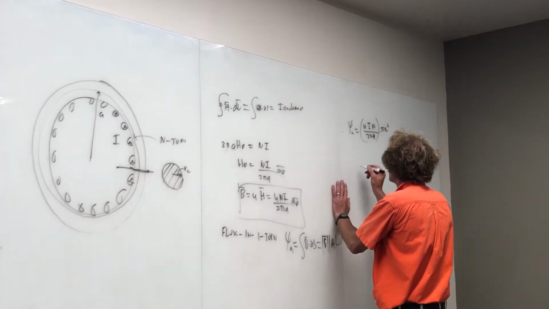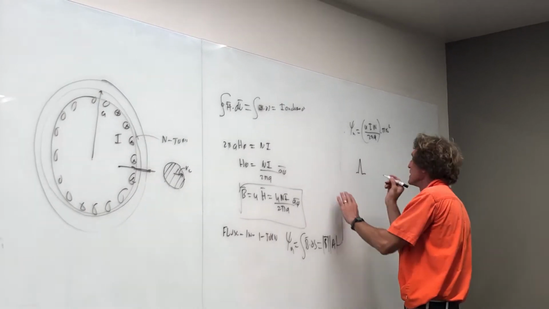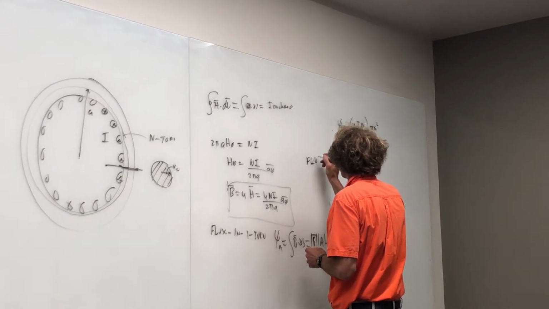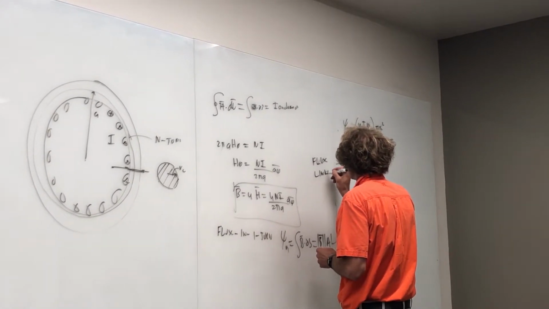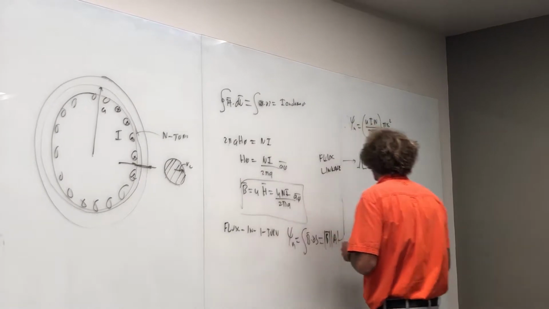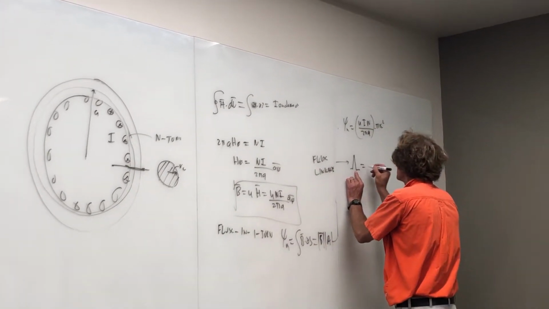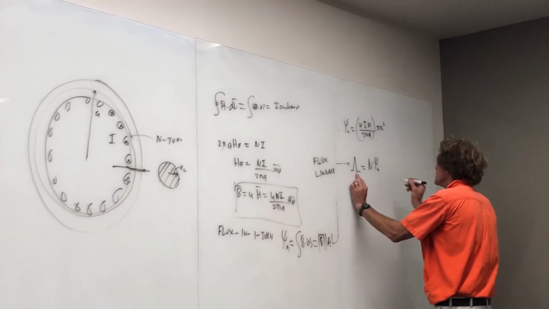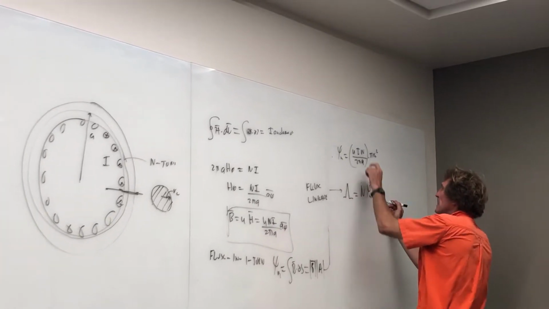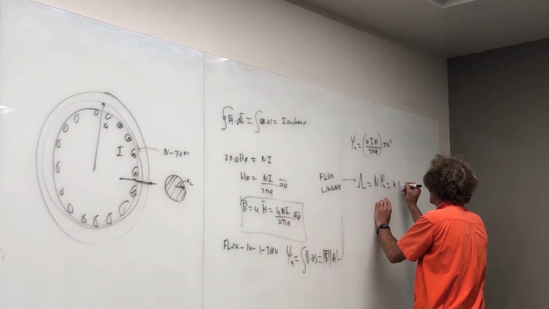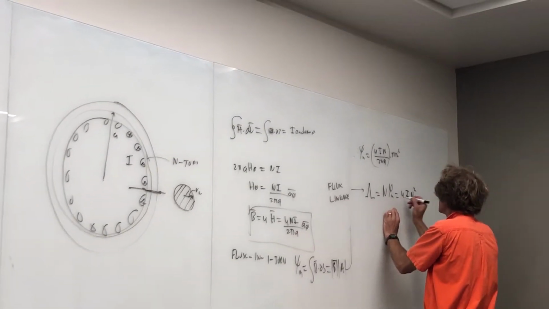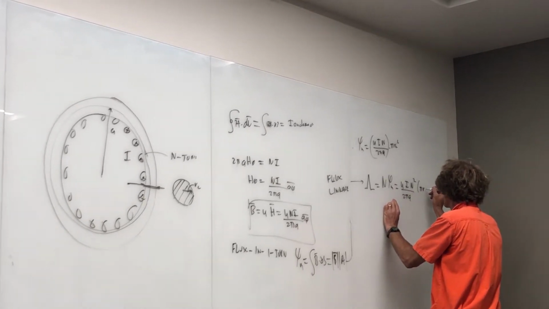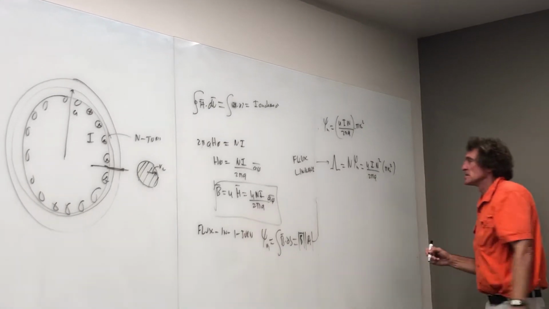So now I can say, and they use this symbol, this is called flux linkage. This is the symbol for flux linkage, and it really is equal to N times the flux penetrating one loop. So when I take N times this, now I get mu I N squared over 2 pi A times pi RC squared. Do y'all agree with me there?